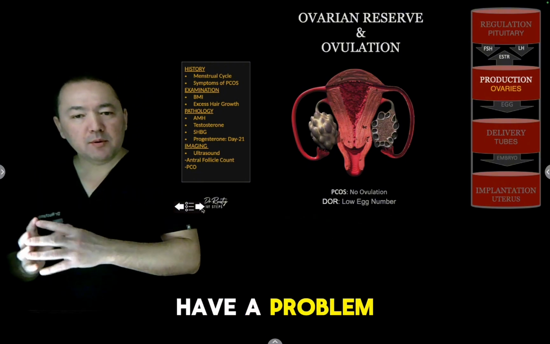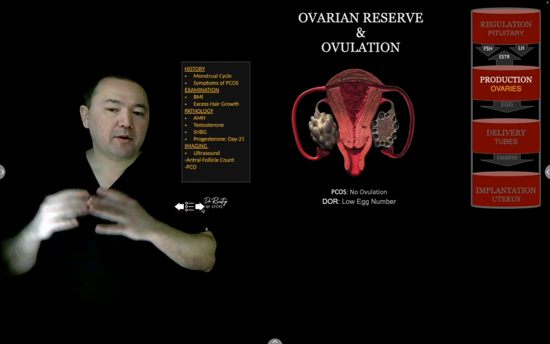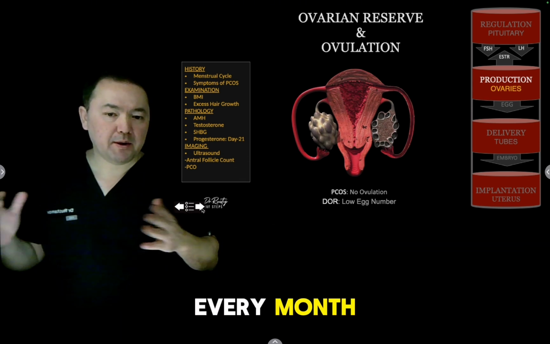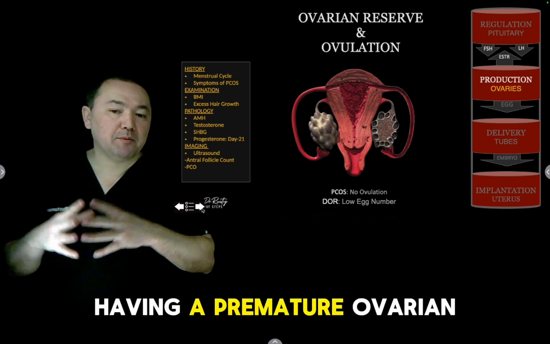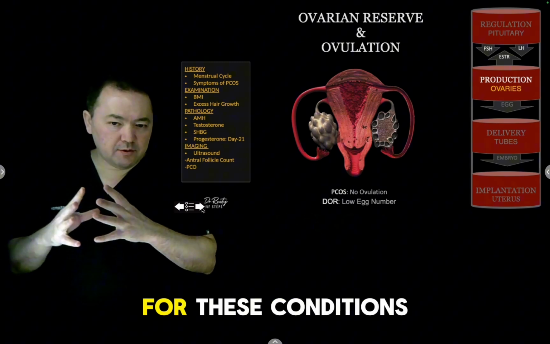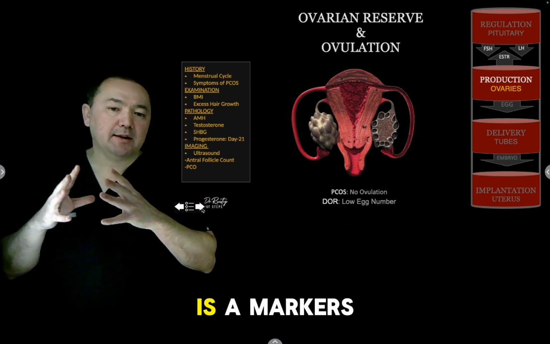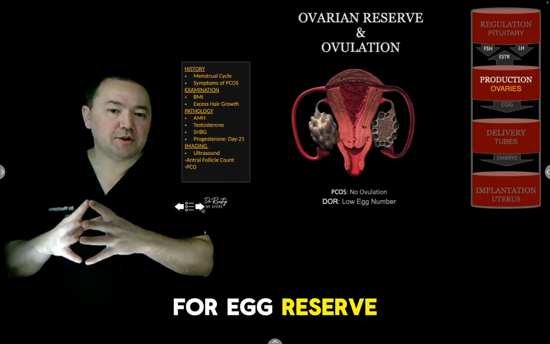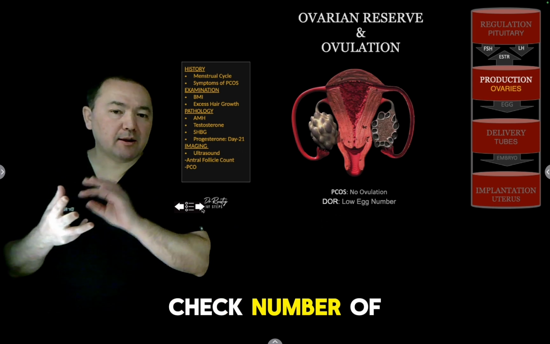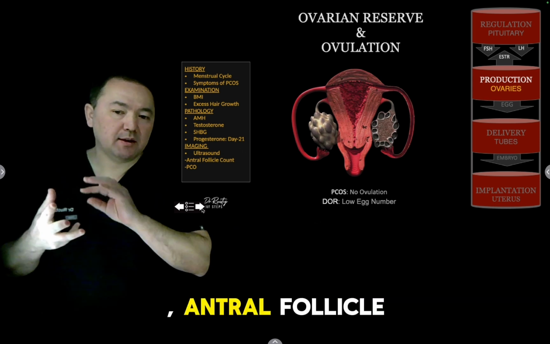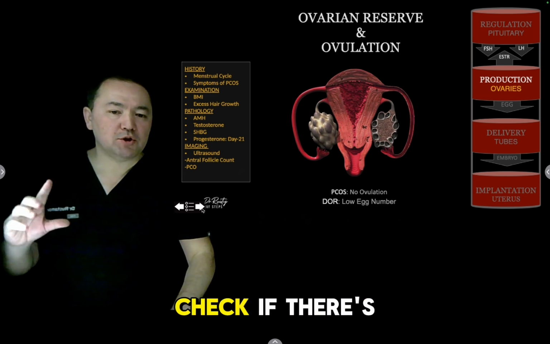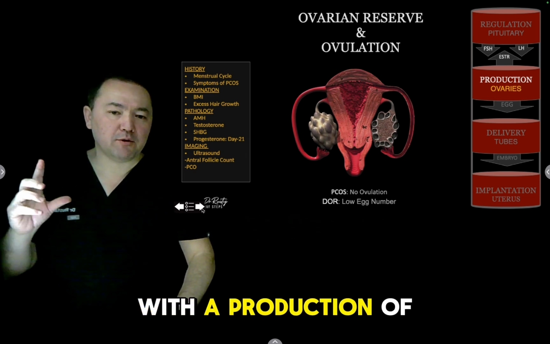And you may have a problem of undersupply of eggs, where you are running out of egg reserve, and that's why you have irregular periods, you don't ovulate every month, and you are at risk of having premature ovarian insufficiency or early menopause. So the best tests for these conditions are markers of egg reserve, which are AMH, anti-Müllerian hormone, and an ultrasound scan to check the number of follicles, called AFC, antral follicle count. These are the tests you need to check if there is any problem with the production of eggs.